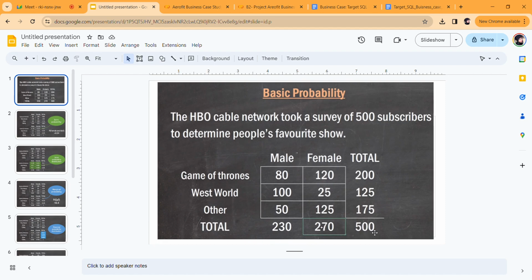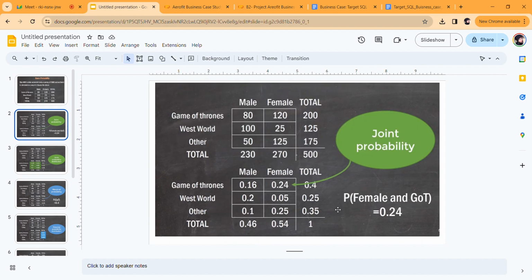Now what we are going to do is divide everything by 500. So 80 divided by 500 is 0.16, and for every single data point we are going to divide by 500. 500 divided by 500 is equal to 1, that's why you are able to see 1 here. Everything else, the marginals and inside the table, is divided by 500. So the data that you see inside this table, 0.16, 0.24, 0.05, 0.1, 0.25, these are all joint probabilities.